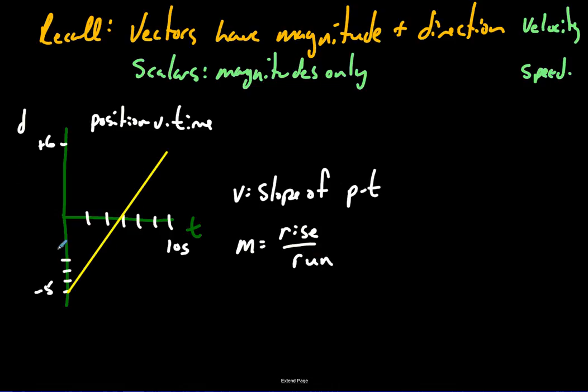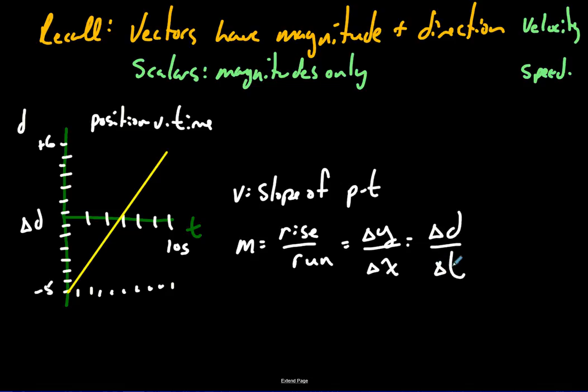If you look, my rise is my change in displacement, right? Delta d, that's my rise. So my change in the y direction, divided by how far I went in the x direction, or in this case, again, delta d over delta t. So velocity is the slope of a position time graph. We worked out that this slope was 1.1 and it's positive. Just one other thing here.